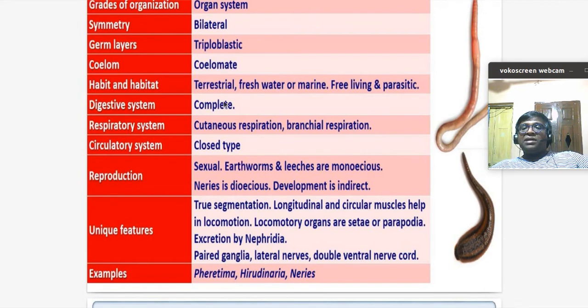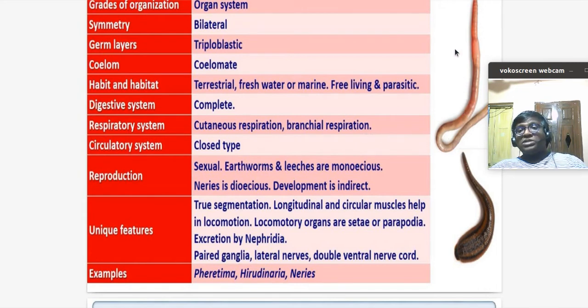The habit and habitat: they are terrestrial. A few of them are freshwater or marine forms. They are free living; earthworm is free living, while the leech is parasitic. The digestive system is complete because they have separate openings for mouth and anus. Respiration is through the moist skin on the surface, which we call cutaneous respiration. They also exhibit branchial respiration. So there is both cutaneous and branchial respiration.